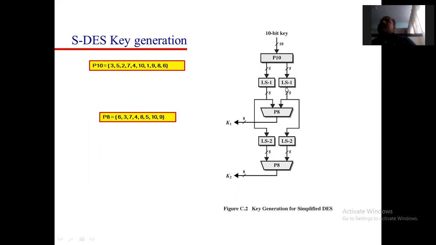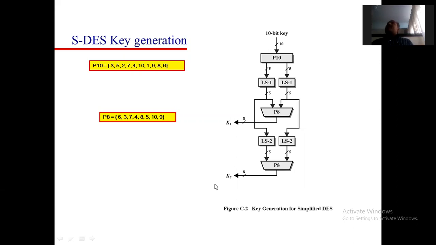And these two LS-1 outputs we have combined here, and we form the P8. The sequence for the P8 is 6, 3, 7, 4, 8, 5, 10, and again 9. So only 8 bits we have considered here, so that it becomes the key K1, which is 8 bits. Here also again we have LS-2, LS-2, again the 5 bits. Out of that we have chosen the key K2 of 8-bit size here. So in that way we have generated the two keys here: key K1 and key K2.